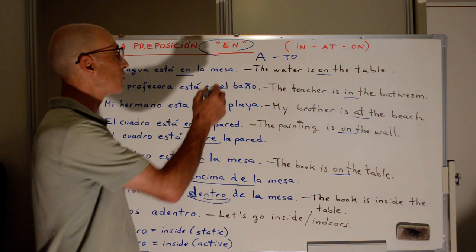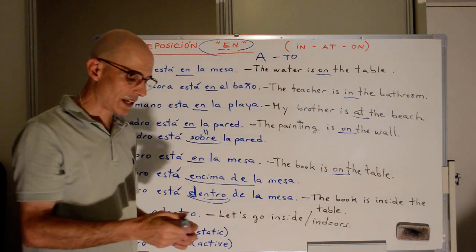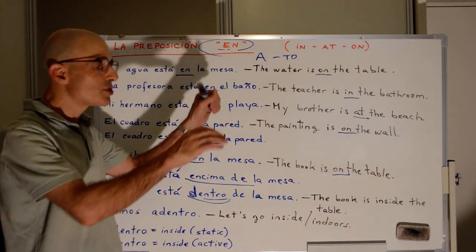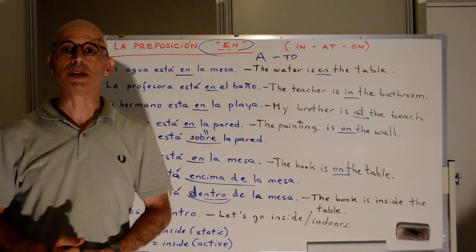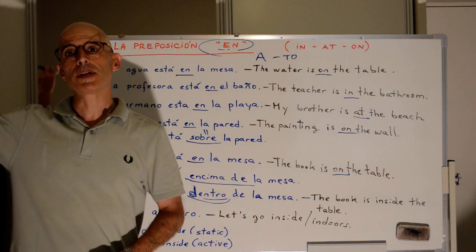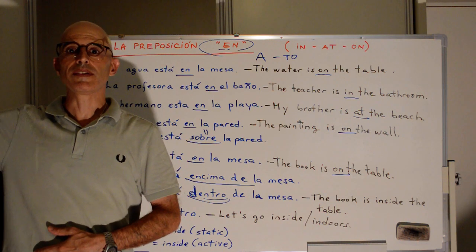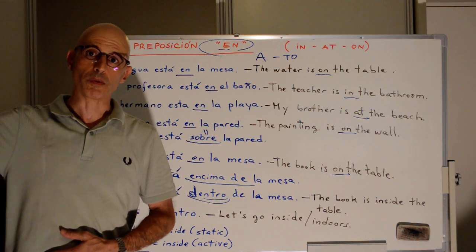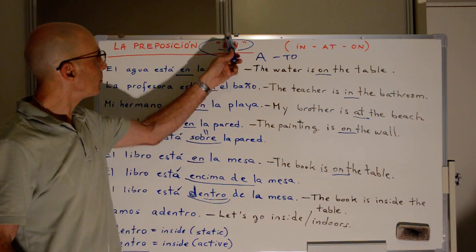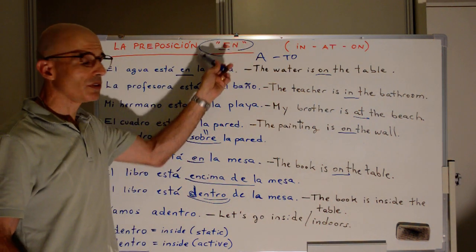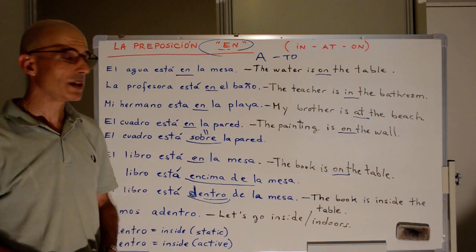Because the preposition en, which typically translates as in, in Spanish you use it for almost everything, okay? So you would say, I'm in the beach, or the picture or the painting is in the wall instead of on the wall, alright? But for English speakers learning Spanish, this would be a bit easier because you can use en for so many cases.